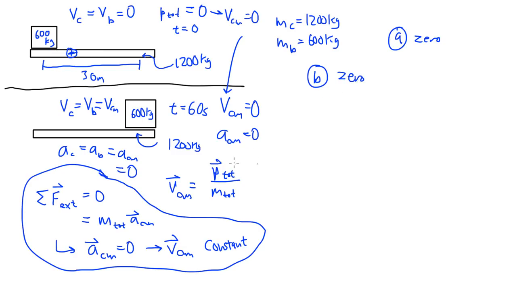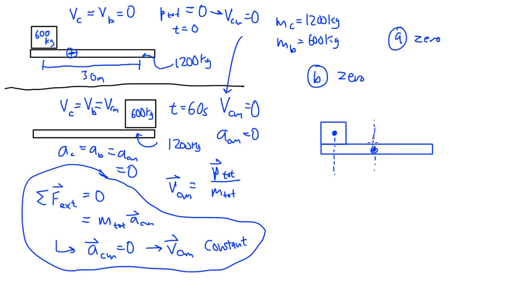C is the only one that is a little tricky. Let me see if I can try to do this again. Let's take the balls and the train car at the beginning. So initially you've got the train car. Let's say the train car center is right there. We don't really know exactly where it is, we don't care, and the balls are right there. The center of the train car is also the center of mass.